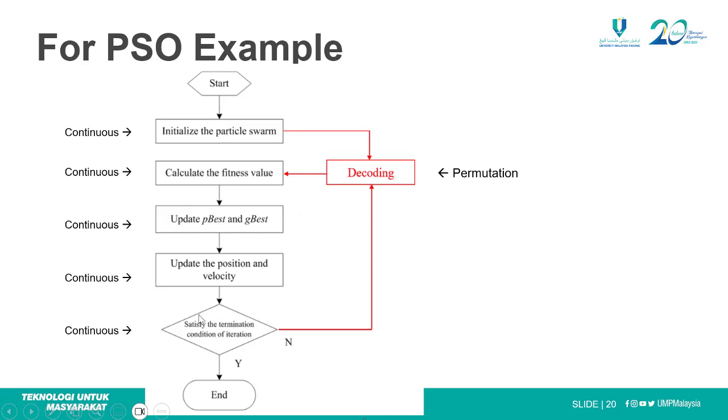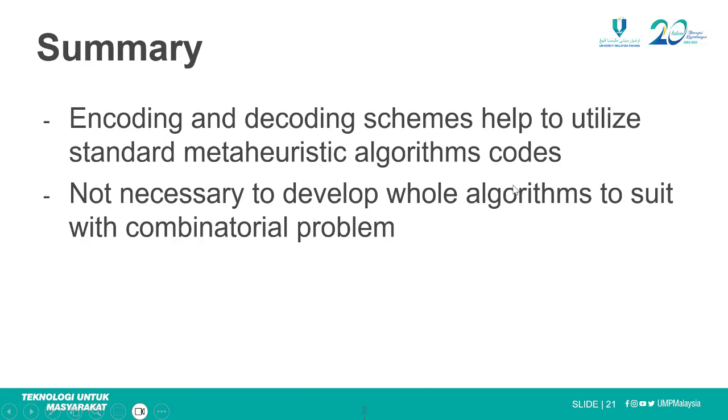Until the termination. If the termination criterion is not satisfied, it goes back to the decoding. Remember, for the PSO algorithm, after updating position and velocity, it creates a new solution. The new solution is decoded back, and then the new solution is evaluated. All the representation for PSO still remains continuous, but the decoding utilizes the permutation representation for the TSP problem.